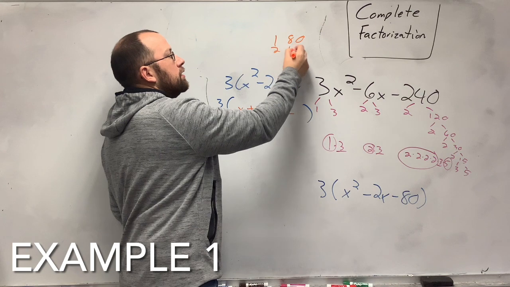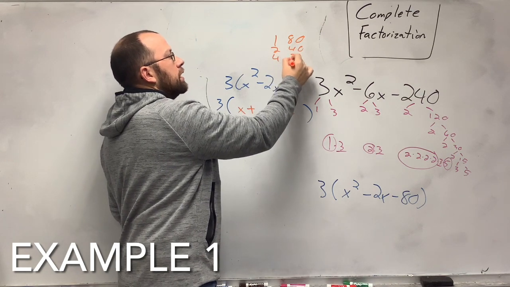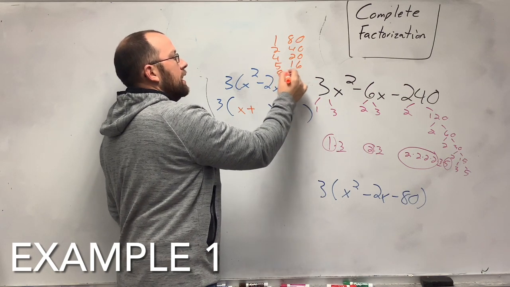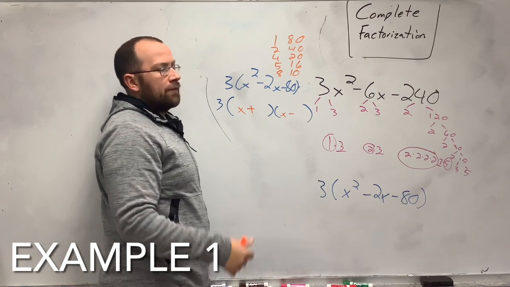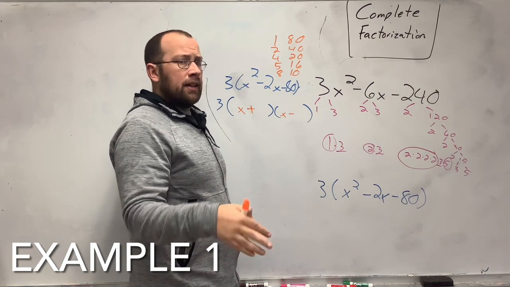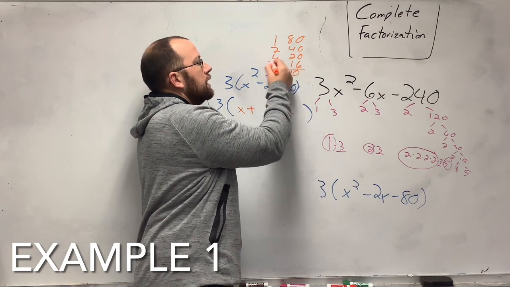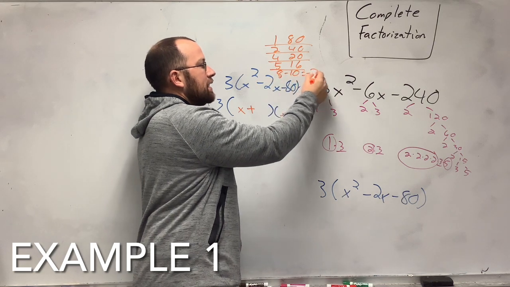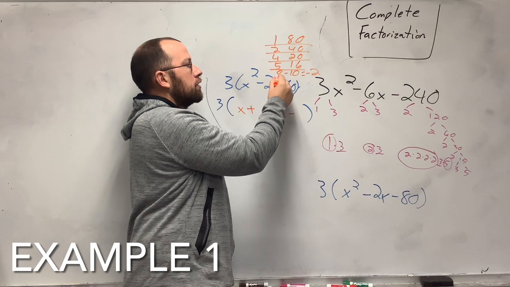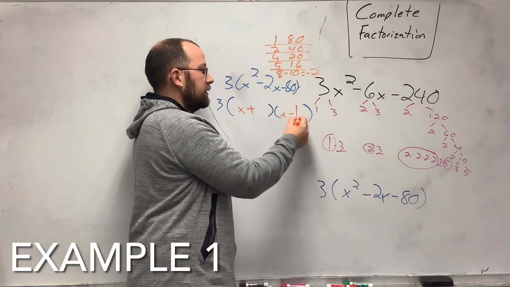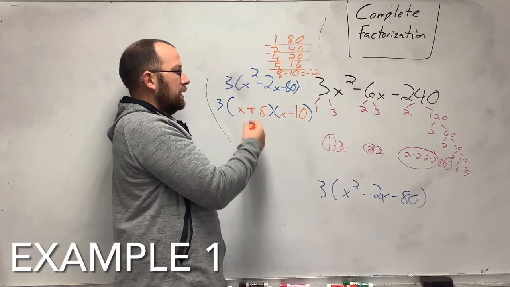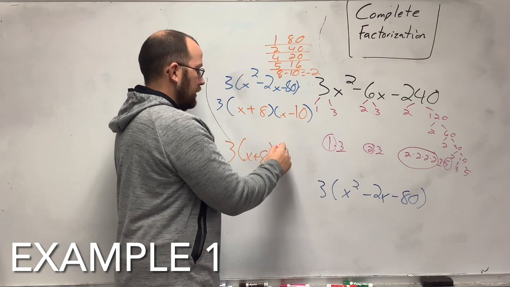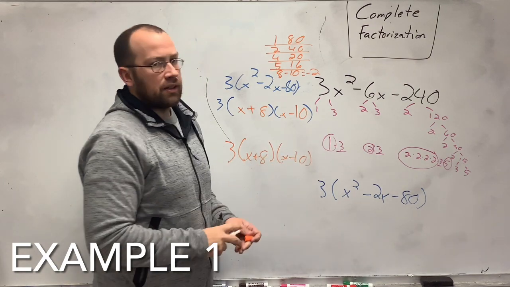1 and 80, 2 and 40, 4 and 20, 5 and 16, 8 and 10. I need to find out which two of those multiply together to get 80 and then combine to get 2. I know it's 8 and 10. 8 minus 10 is negative 2. So which is going to be my larger number, the 8 or the 10? The 10, because that's negative in the middle. And that is my answer. Always look for the greatest common factor first.